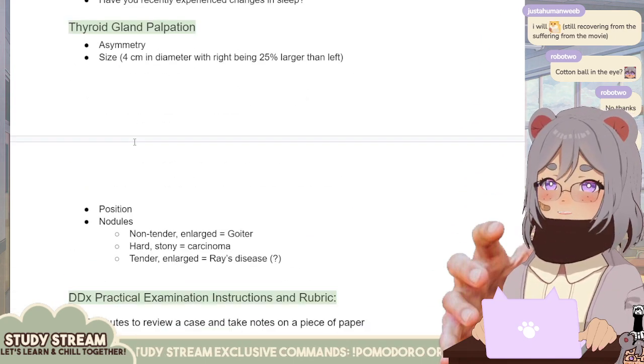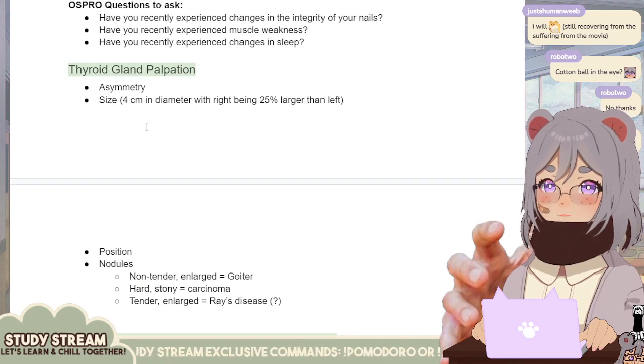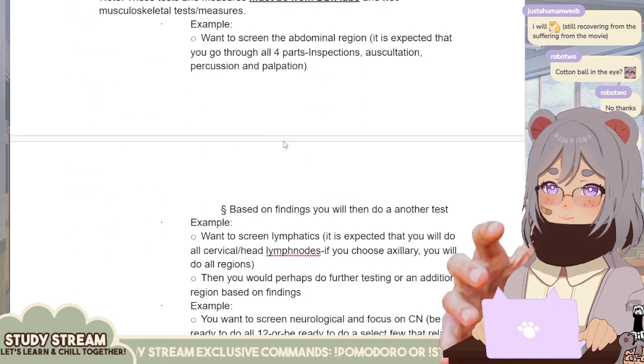Alright, endocrine system is about hormones, and we could do thyroid gland palpations, and then this is a rubric.